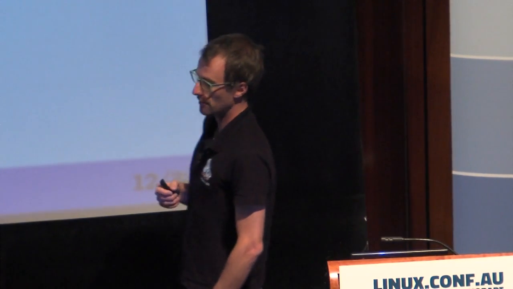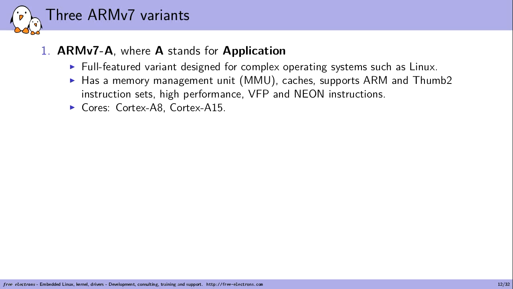So ARMv7 itself has a number of variants. There is the ARMv7A, which is the one you're most likely to encounter in your projects. It's the application variant of ARMv7, so it's designed to run full-featured operating systems such as Linux that require a memory management unit and caches. It supports two instruction sets called ARM and Thumb2. Thumb2 provides higher code density.